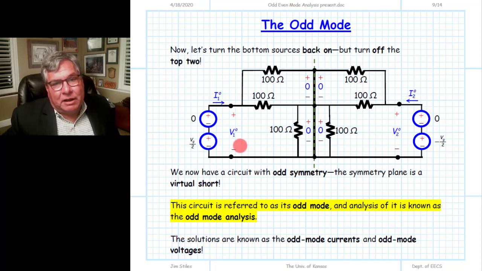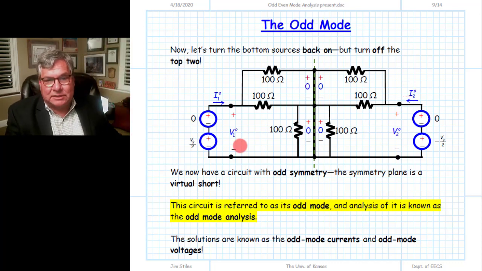That was just one half of our superposition process. To complete the superposition, we need to turn off our original sources, and by turn off a voltage source, we set the value of voltage equal to 0, make it into a short circuit.